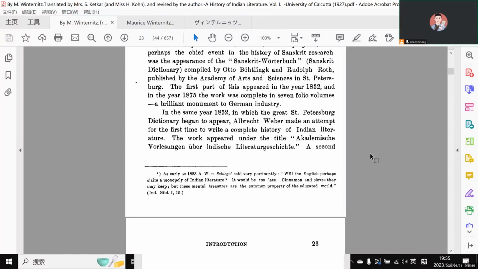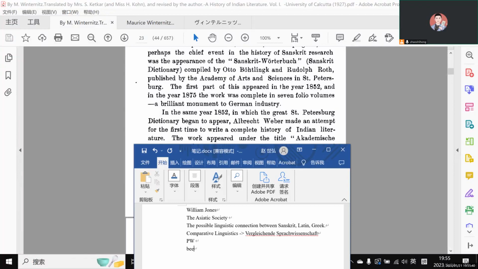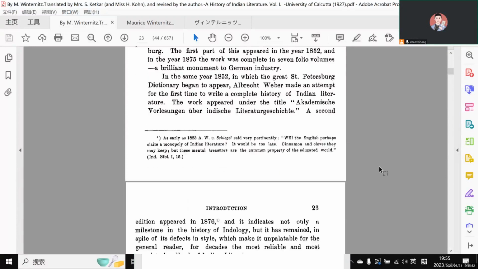The next one, yes, Albrecht Weber. This is also a very great scholar, not only because of his achievement on the research of Indian pure literature. He is an expert on Indian pure literature, or what we call belles lettres in France, the beautiful letters, that is, pure literature.